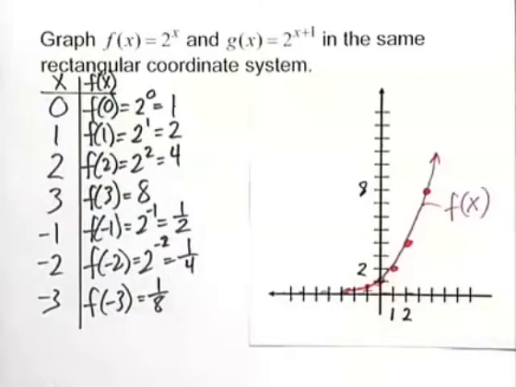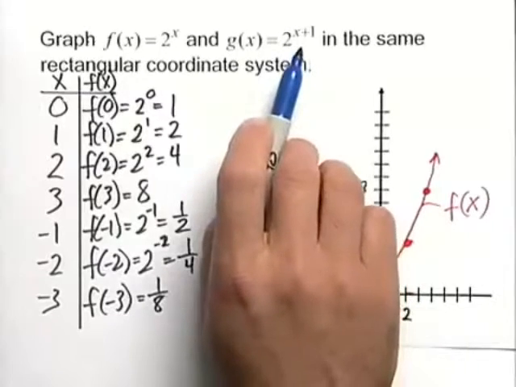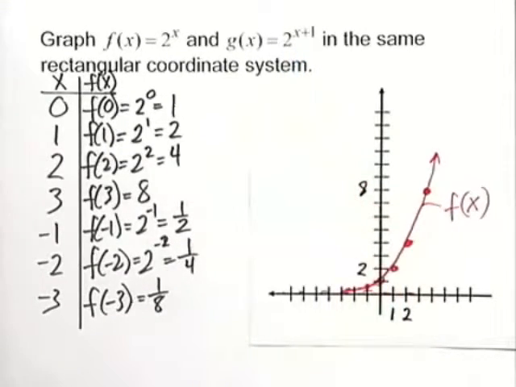Now that we have the graph of f of x, let's use that to graph g of x. Let's take a look. g of x is the exponential function 2 to the x plus 1 power. And notice in here we have a plus 1 in the exponent. That's going to be a transformation that we learned earlier, and in this case it's going to be a shift 1 unit to the left.